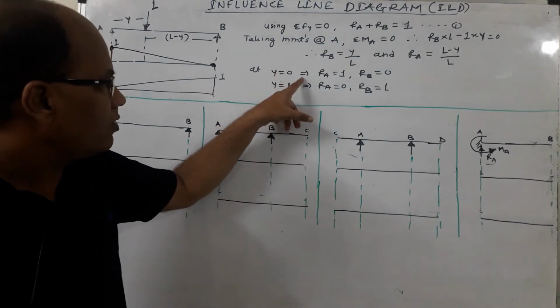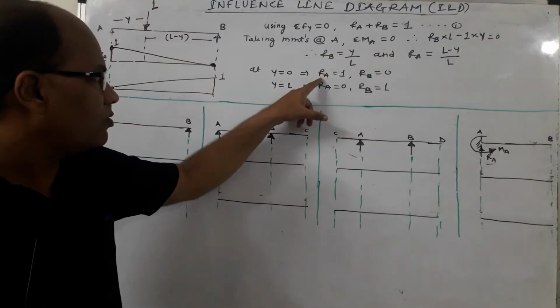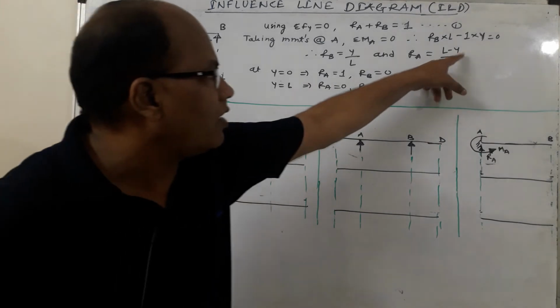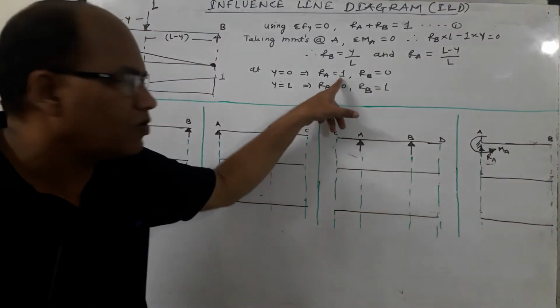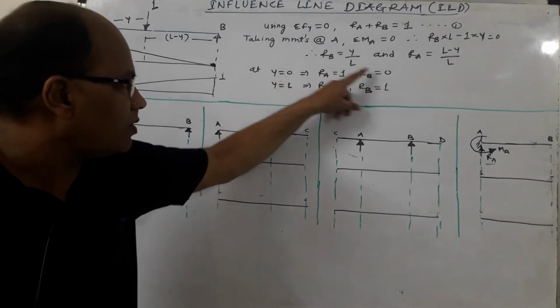When y is equal to 0, and if I put it in these equations, I am getting these values: Ra is equal to 1 because y is 0, so it will be L by L, Ra is equal to 1, and Rb, when I substitute y is equal to 0 over here, Rb is equal to 0.